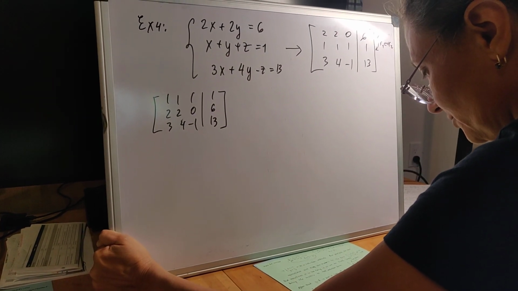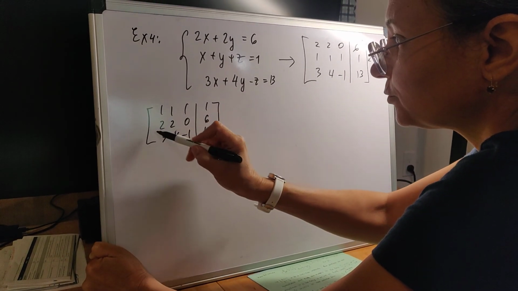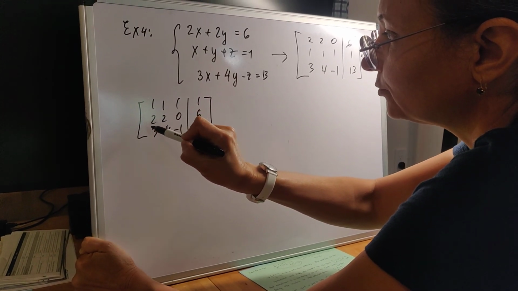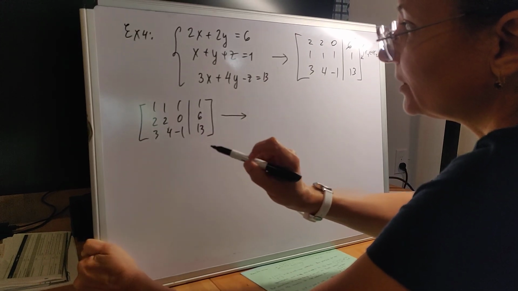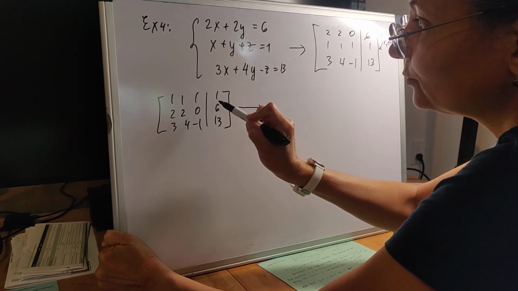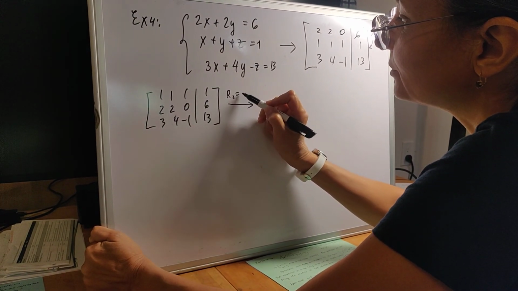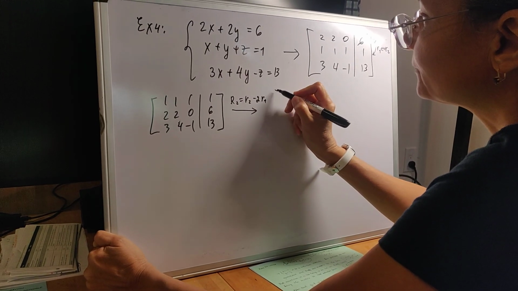Next operation I'm going to do is to eliminate these 2. My goal is to get all zeros below the diagonal, right? So I need to eliminate 2, 3, and 4. How do I eliminate 2? Well, I can multiply my first row by 2 and subtract it from the second row. So my row number 2 is going to be old row number 2 minus 2 row number 1.